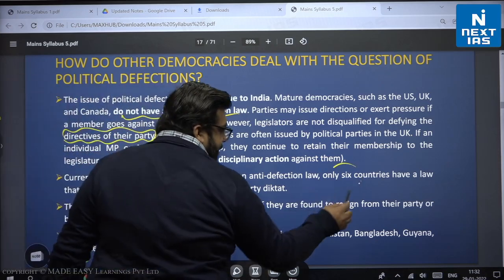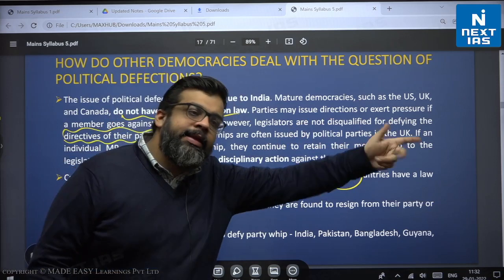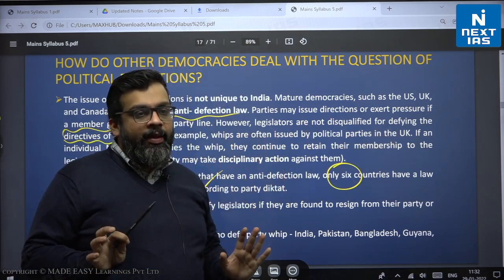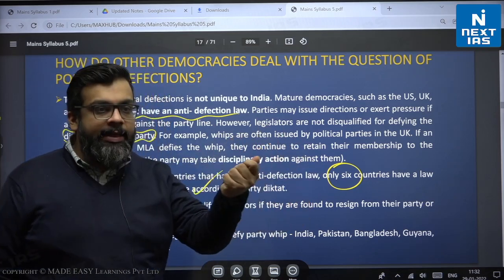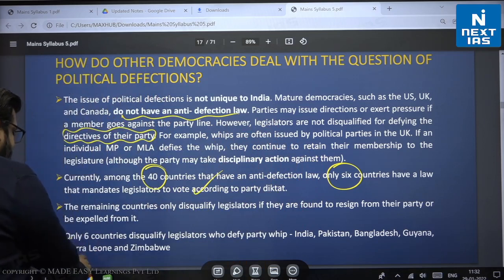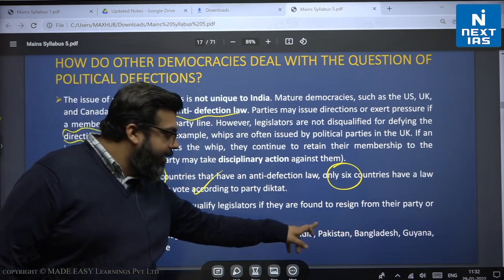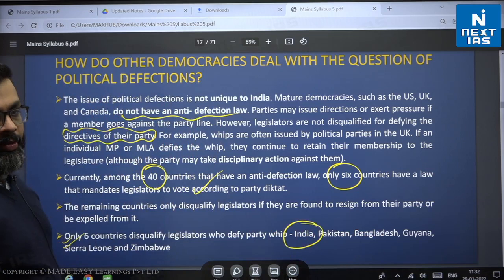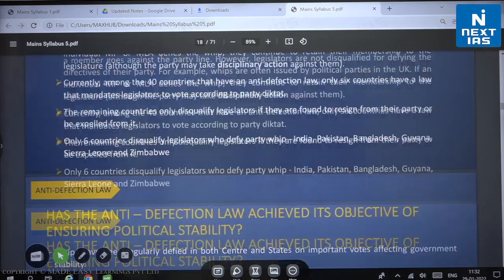Okay, simply disciplinary action. There are only 40 countries in the world which have an anti-defection law, and there are only 6 countries in the world where MPs or MLAs have to vote as per party discretion. बाकी सब में क्या है कि if you resign and you join any other party, then they will throw you out of the house. वो justified भी है that you are being disloyal. But if you are voting against party interest, it is because आपका role है as an MP. और ये 6 countries की आप कंपनी देख लीजिए, इंडिया भी है इसमें, पाकिस्तान, बांग्लादेश, गायना, सियरा लियोन, जिम्बाब्वे और मेरा भारत महान. We have one of the most regressive laws as far as anti-defection is concerned.